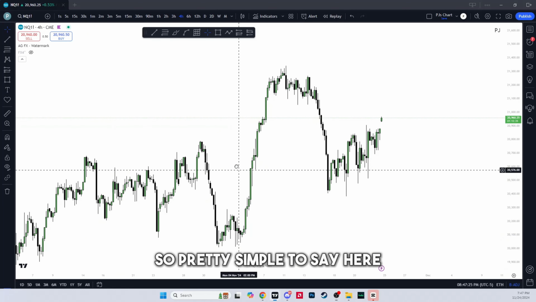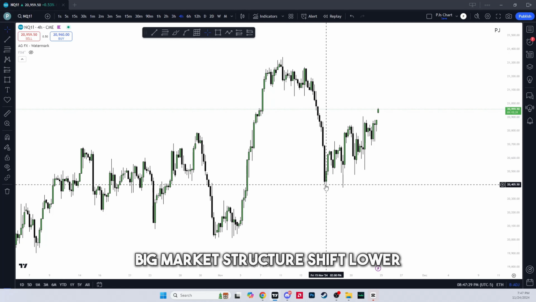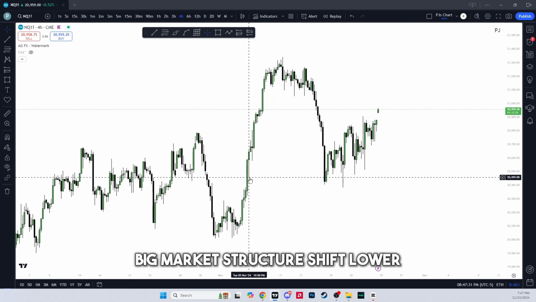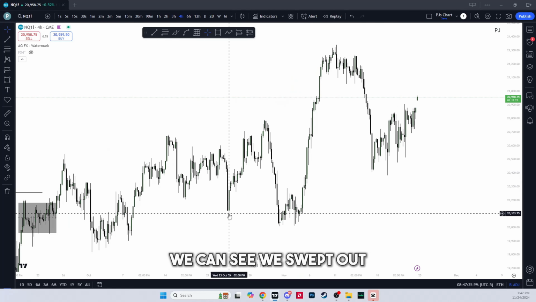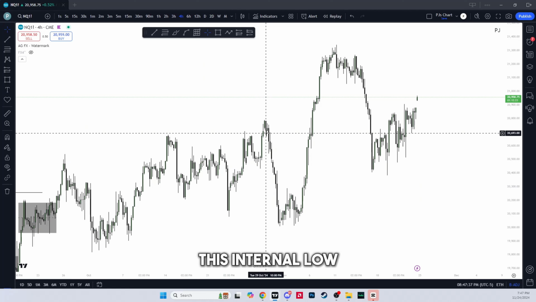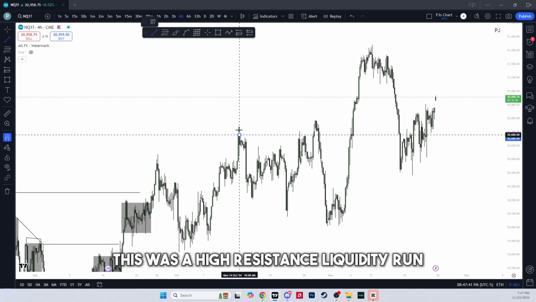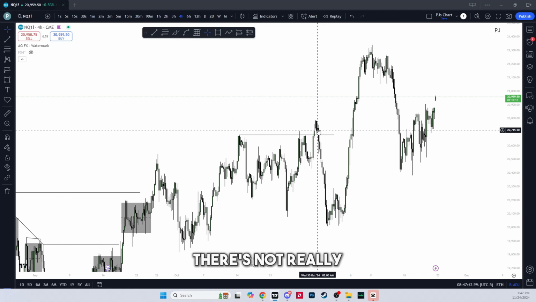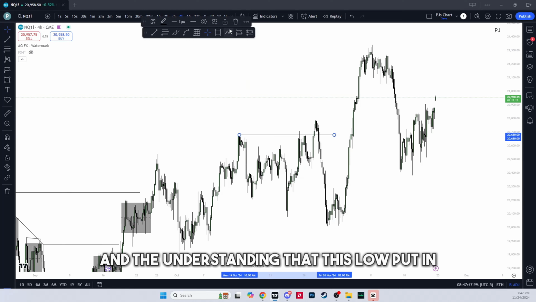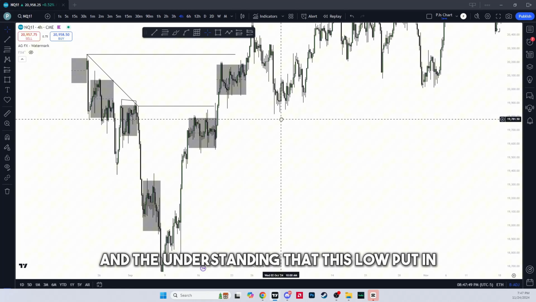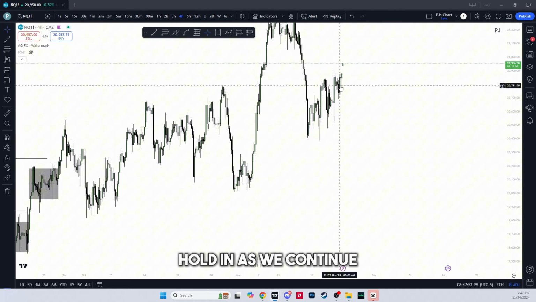Okay, so pretty simple to say here, right? We accumulated, big market structure shift lower. We can see we swept out this low here into a balanced price range. We can see we swept out this internal low and then delivered externally above the highs. Yes, this was a high resistance liquidity run. There's not really low resistance other than the small lower time frame here and the understanding that this low put in and these lows put in are going to hold in as we continue higher.